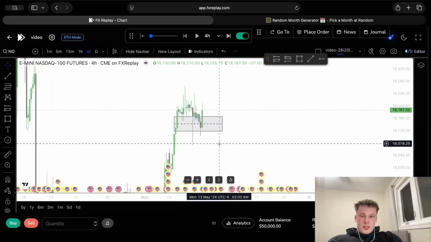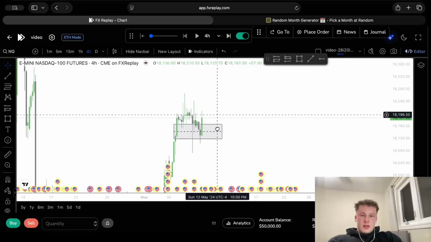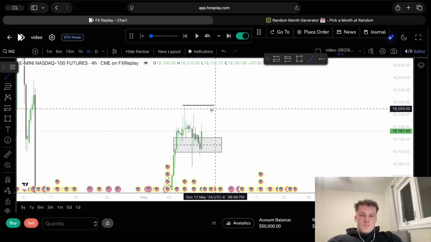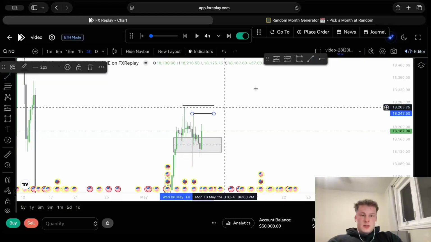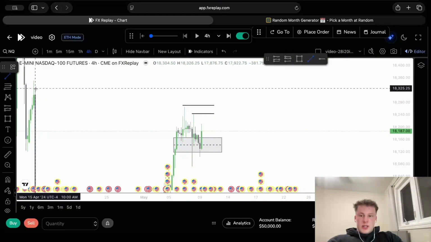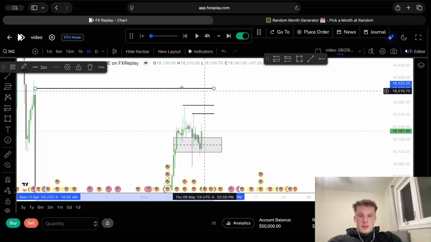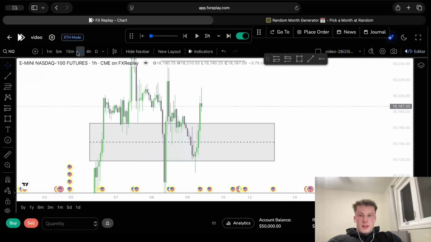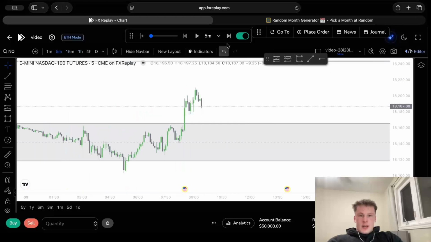So we hold here, tap into this gap. Again, price only tells me we want to go higher. Higher time frames, these wicks right over here, my draw on liquidities. It already looks like we might run, but I don't want to guess.